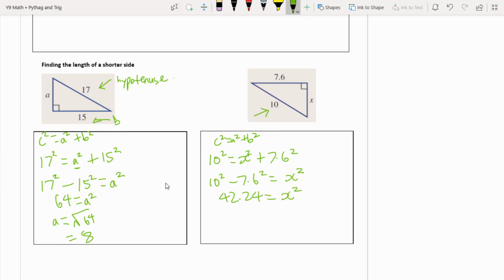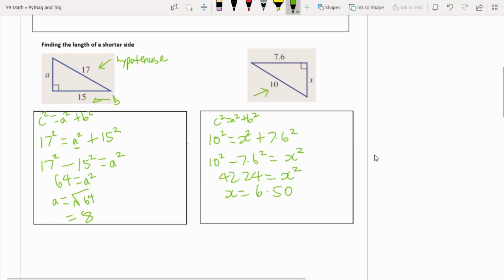Now we square root that value, and x equals 6.50. Just pause the video whenever you need to, if you need to write notes or process it. I'll move on to the next question.